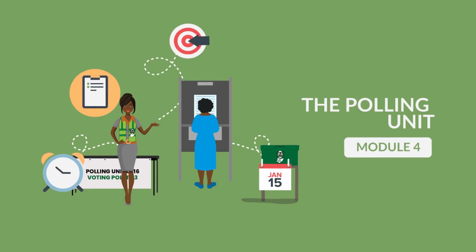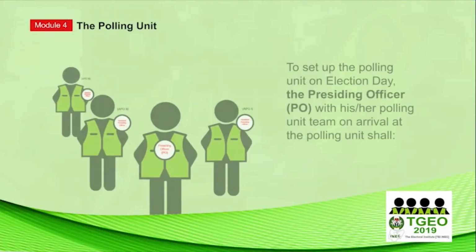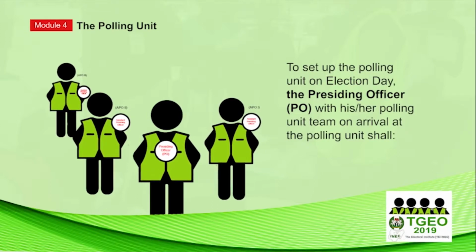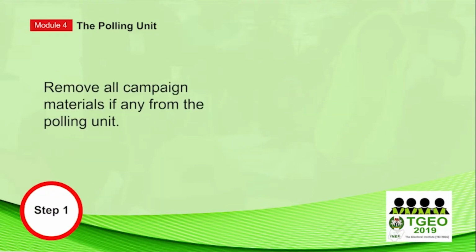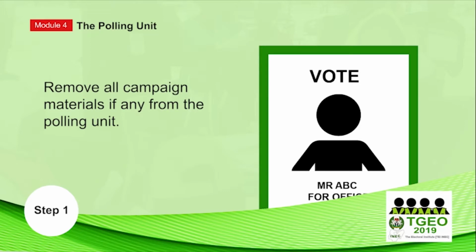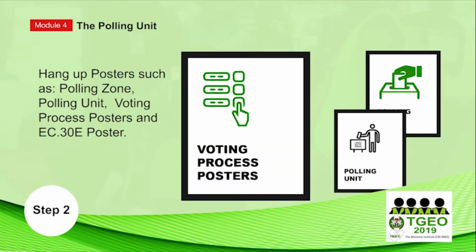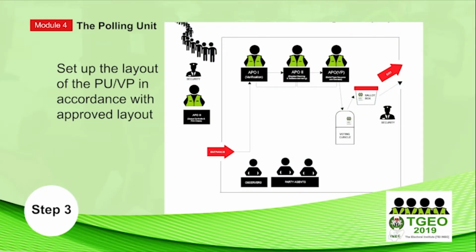Module 4. The polling unit. Setting up the polling unit. To set up the polling unit on election day, the Presiding Officer (PO) with his or her polling unit team on arrival at the polling unit shall: Step 1. Remove all campaign materials, if any, from the polling unit. Step 2. Hang up posters such as polling zone, polling unit, voting process posters, and EC30E posters, etc. Step 3. Set up the layout of the polling unit and voting point in accordance with approved layout.